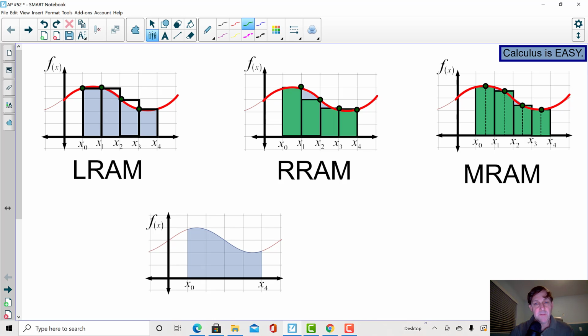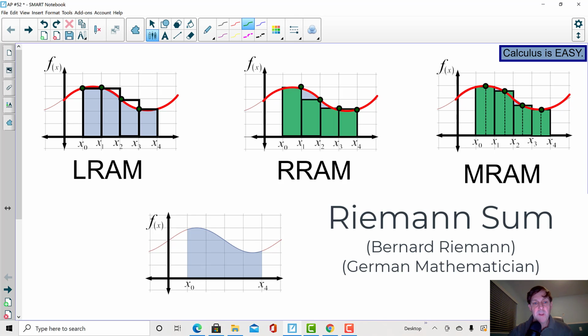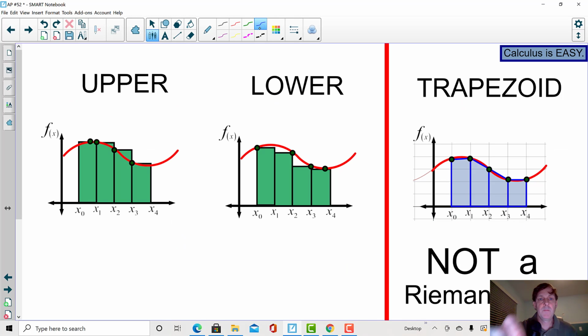Now, when you estimate the area underneath a curve with a bunch of rectangles, that's called a Riemann sum. And there's three ways that we're going to do that. We're going to do it with a left rectangular approximation, where the height of each rectangle touches at the left corner. We're also going to do it with the right rectangular approximation, where the height of each rectangle touches at the right corner. We're also going to do a midpoint rectangular approximation, where the height of each rectangle touches right at the middle of the rectangle.